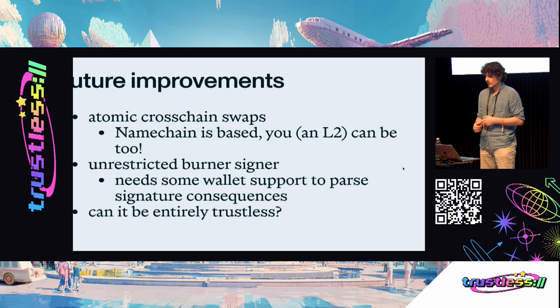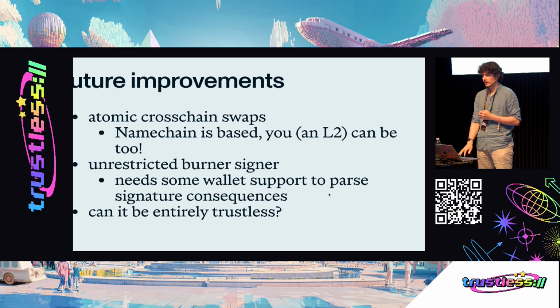So some future improvements: atomic cross-chain swaps. This is because Namechain is based, and so if you are an L2 and you are also based, and we're settling at the same layer or even using the same pre-confer, we can guarantee execution of a set of transactions on both chains and guarantee settlement at the same time.